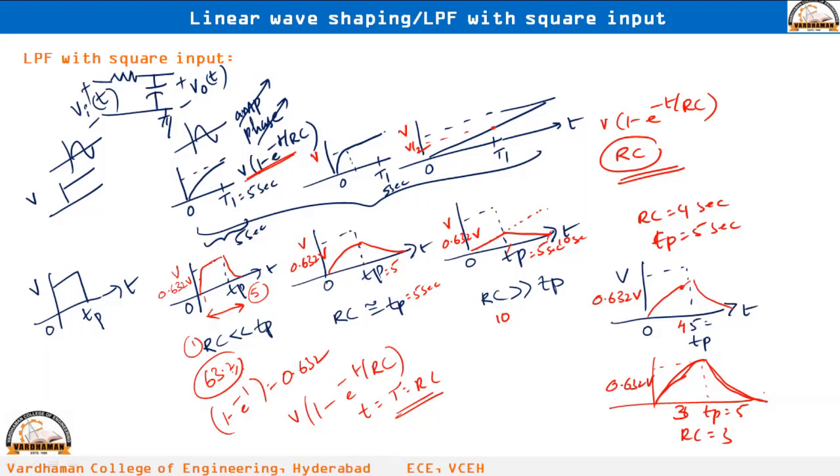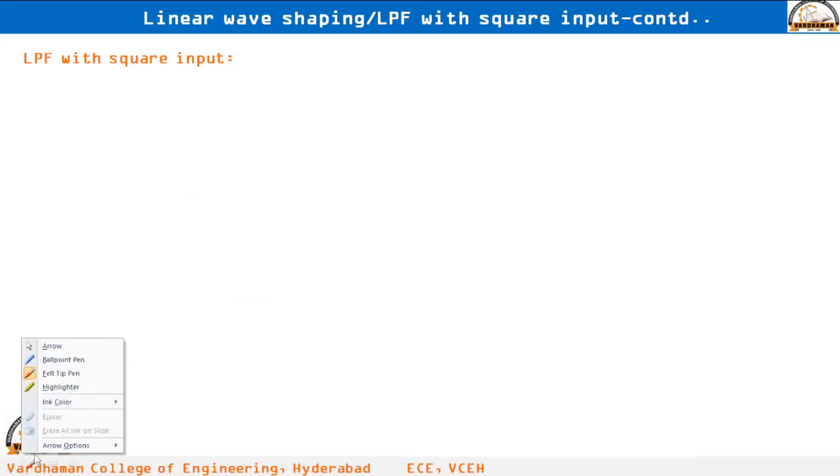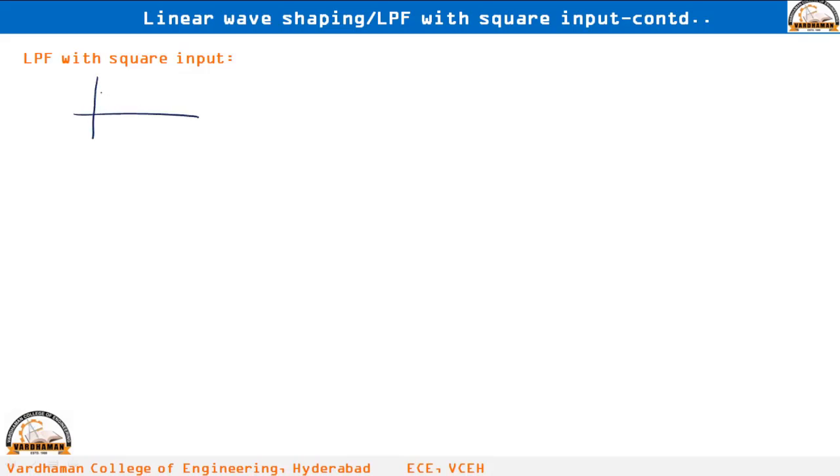Okay, now for the pulse input we have seen the output. Now we are coming to the exact topic today, that is the square input. Before starting the operation of the square input, first we have to understand the square input. Here I am taking one particular square input. If you observe this square input, you can see it is the repetition of the pulses only. For one pulse, we know how the output will come.